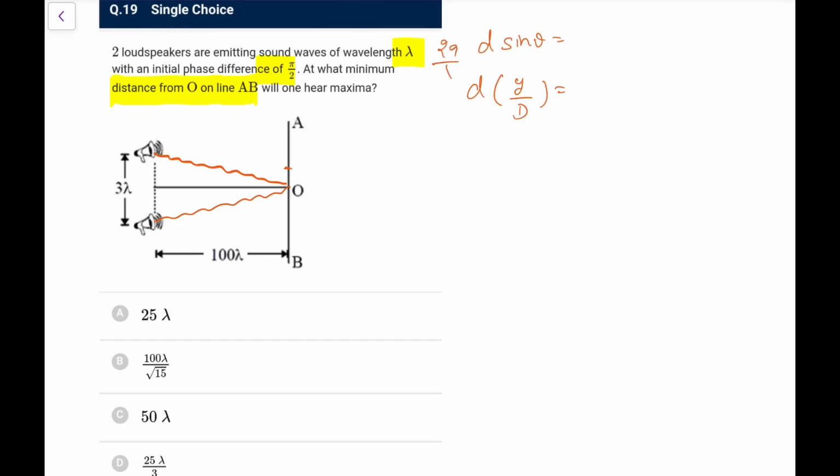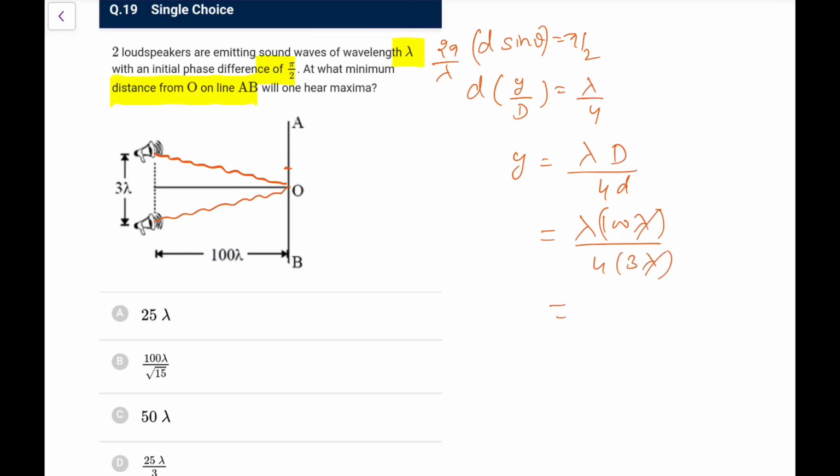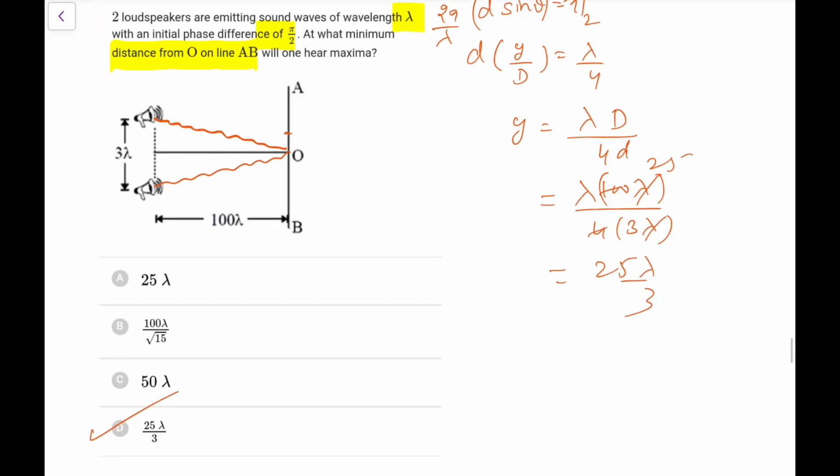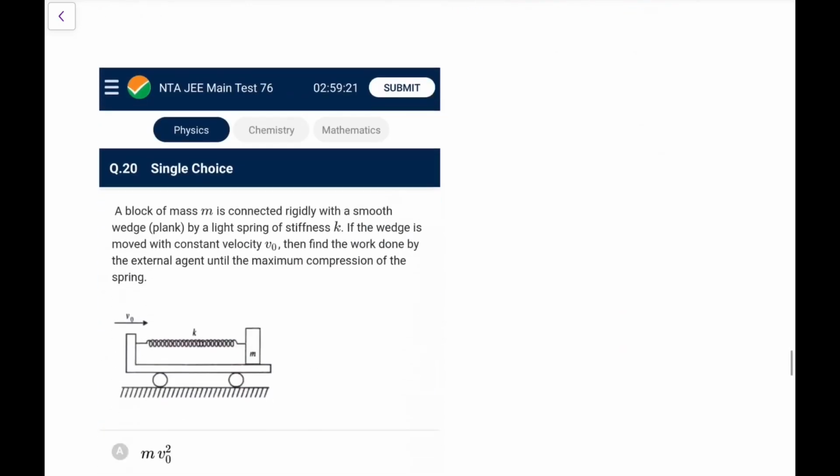So the phase difference is 2 pi by lambda into d sin theta, that should be equal to pi by 2. So this comes out as lambda by 4. So y comes out as lambda D by 4d. So lambda is lambda, d is 100 lambda, and this D is 3 lambda. So lambda goes, it is 25 by lambda by 3, that is what I am getting. So go for option D, that would be the most appropriate one. Yes, that is the answer.